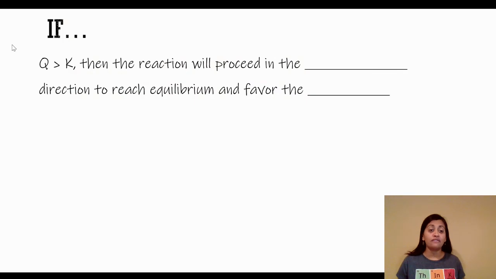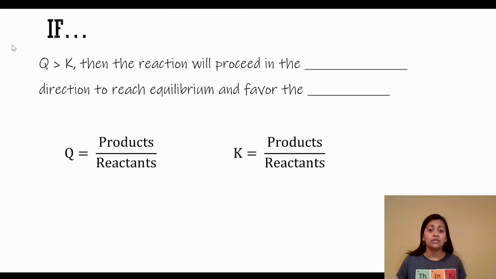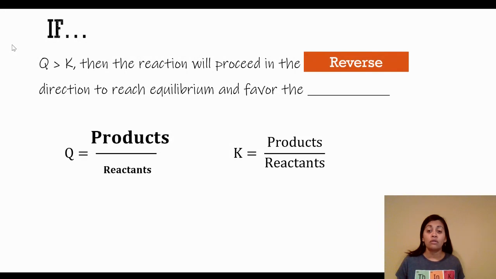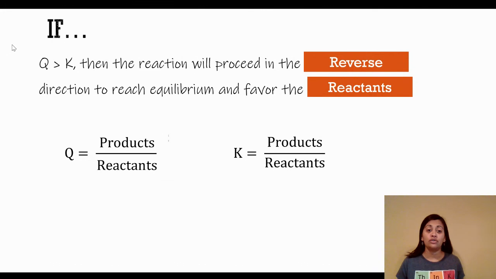So for this next part, if Q is greater than K, that means that the reaction is going to proceed in a certain direction, either forward or reverse, and favor either the reactants or products. So if we think about it, Q and K both mean that we have the products over the reactants. But if Q is greater than K, that means that the numerator must have been bigger for Q than it was for K. So it means that the products are going to be a larger amount than the reactants. In order to get this to equilibrium, we need to shift this or move it to the reverse reaction to favor the reactants so that we have Q equaling K.